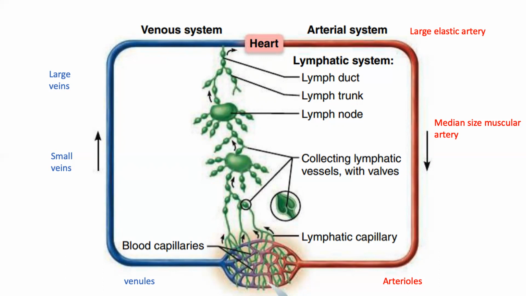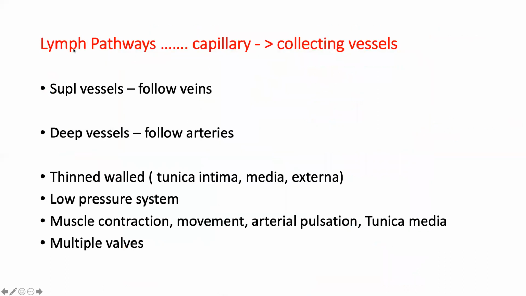Let's try to follow their pathway. So in the lymphatic pathway, we start from the capillaries, and capillaries will march together to form collecting vessels. The superficial vessels will follow the veins, and deep lymphatic vessels will follow the arteries. Of course, usually arteries are deep inside, underneath the muscles. And deep lymphatic vessels will follow the arteries.